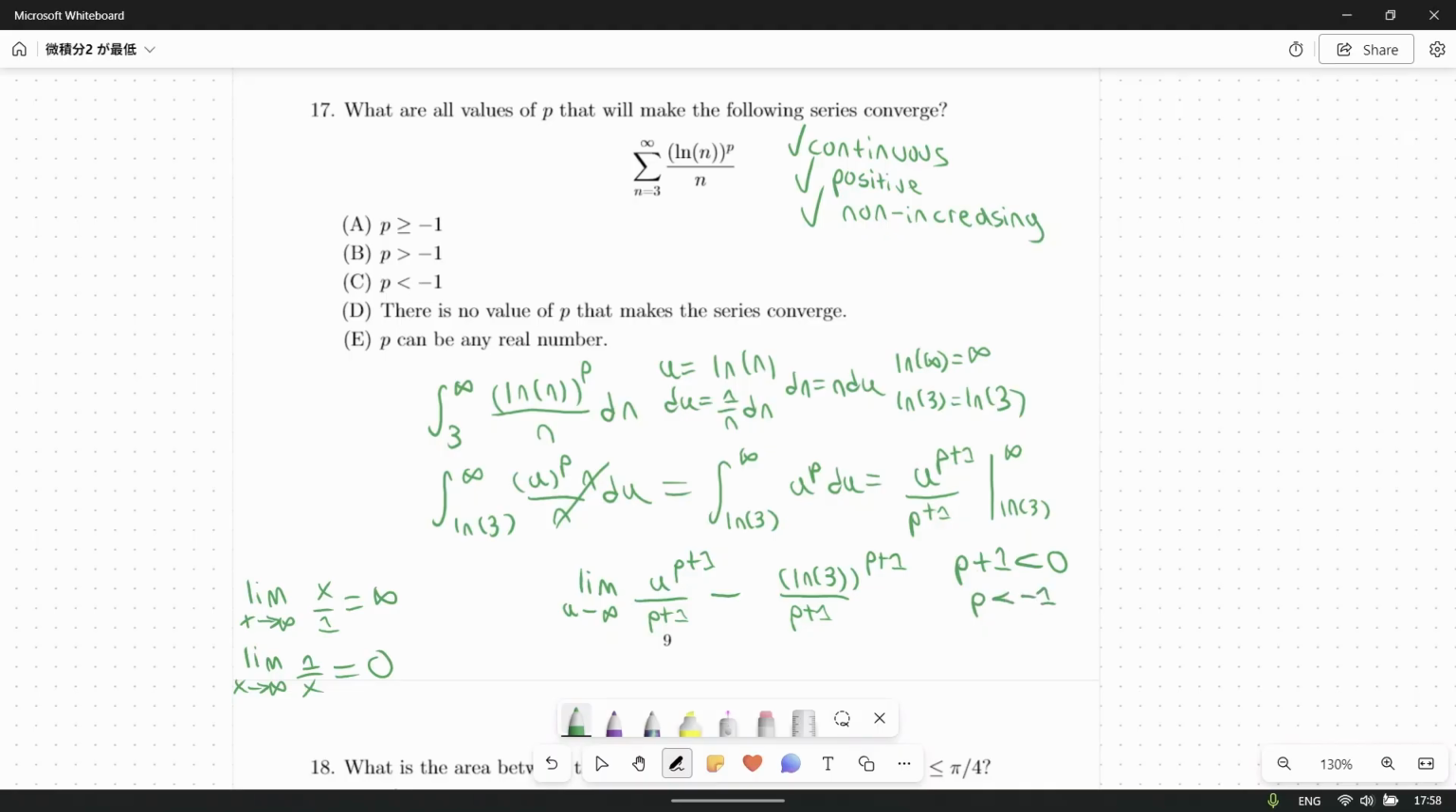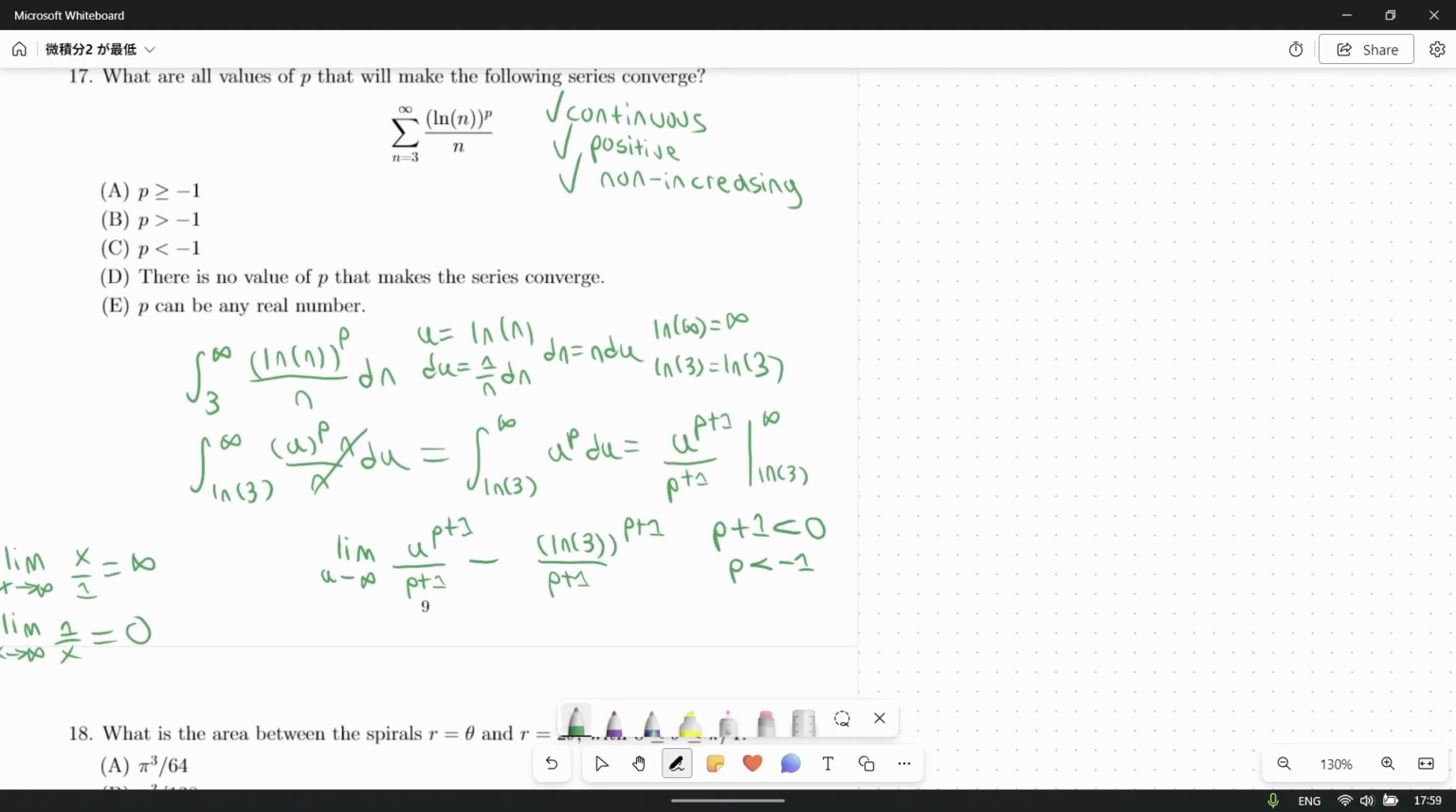And so what this inequality tells us is that when p is strictly less than negative 1, this limit is going to end up becoming a bottom heavy fraction, which makes it go to 0, thus making the integral converge. And recall that the integral test just says that whatever the integral does, that's also what the series does. So if the integral converges, then the series also converges, and if the integral diverges, then the series also diverges. So yeah. And so let me use a test value to prove what I'm talking about.